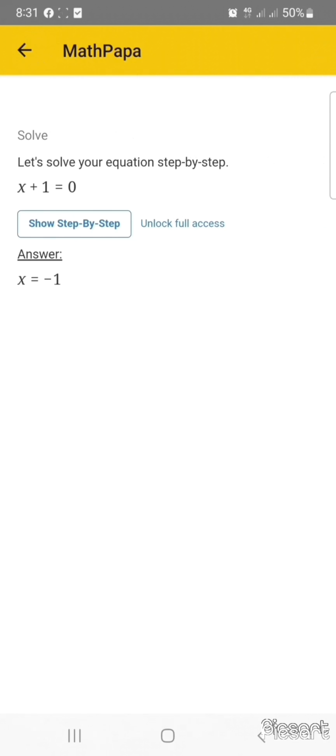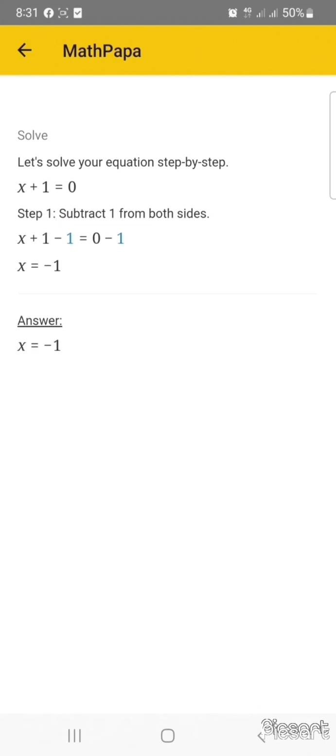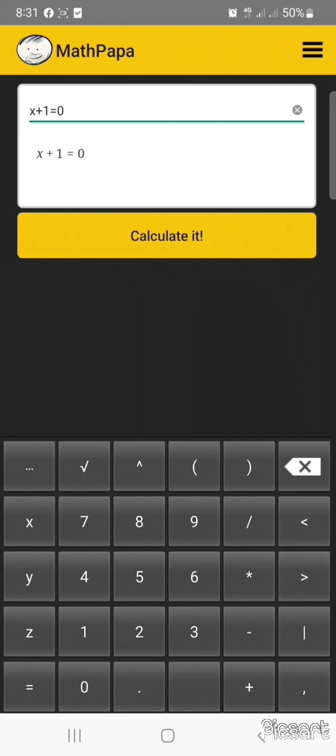If you want to look at the step-by-step solution, just click this portion here which says show step-by-step. And the step-by-step solution can be seen from there. This app is not just useful in solving equations. It is also used in solving inequalities. So let's have some examples.